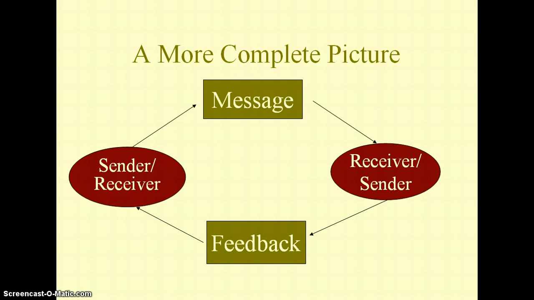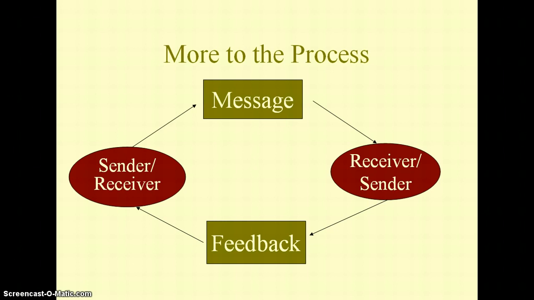Now it's not always that simple, and it doesn't always work as smoothly. There's more to the process. The sender needs to encode their message. The sender receiver encodes their message, and the receiver sender encodes their feedback. When I choose to say hello or smile, I need to encode it in such a way that it is very likely it will be received correctly. Also, though, on the receiver end, the sender receiver and the receiver sender as well, they need to be able to decode that message correctly as well.